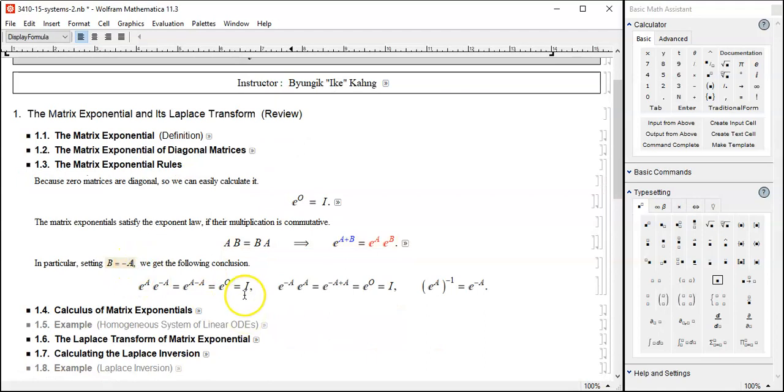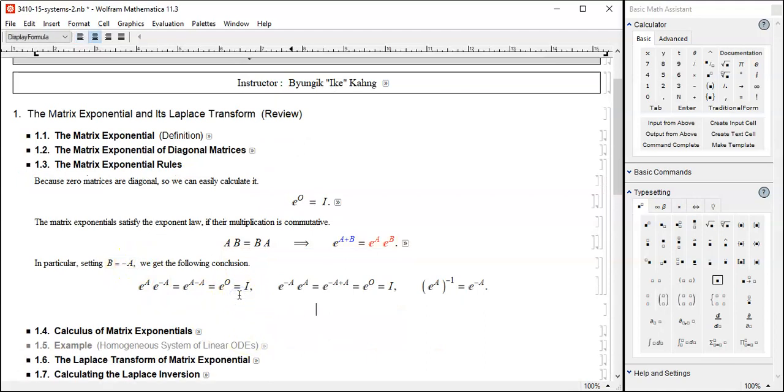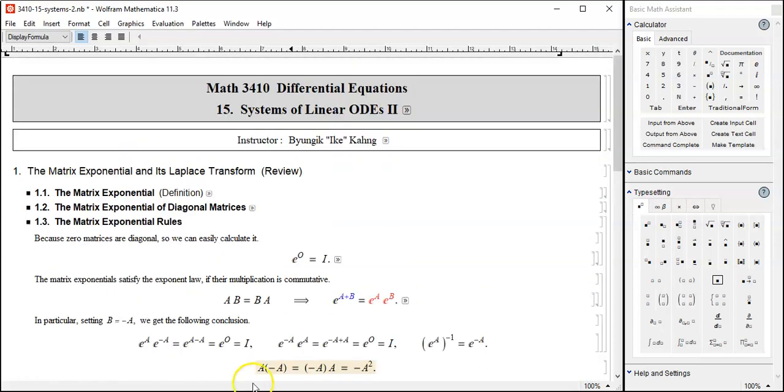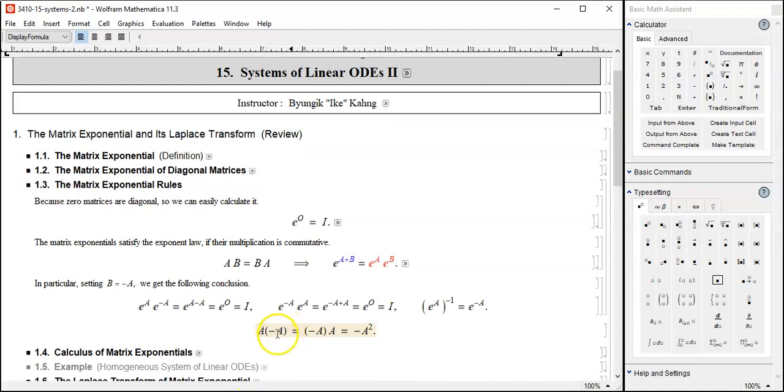Now, a special case when B is negative A. In that case, we can easily see that A and negative A commute. A times negative A is equal to negative A times A. That's easy to calculate, because what do you mean by negative A? It is negative 1 times A, and negative 1 is a scalar, so I can always pull it out. So they commute. So we can use this rule here.